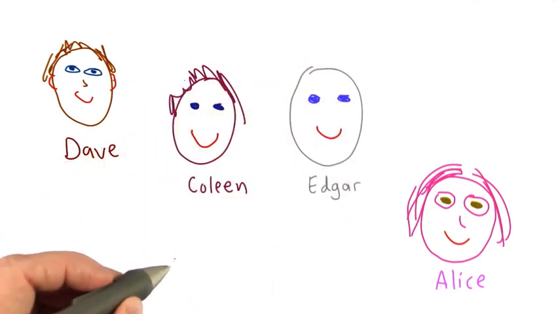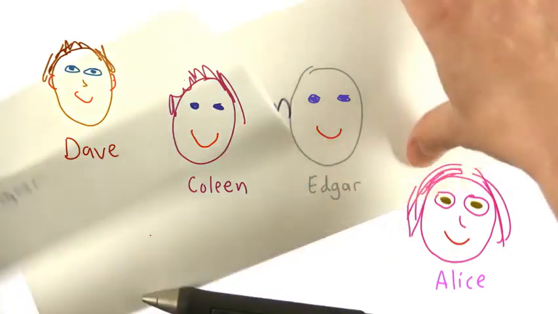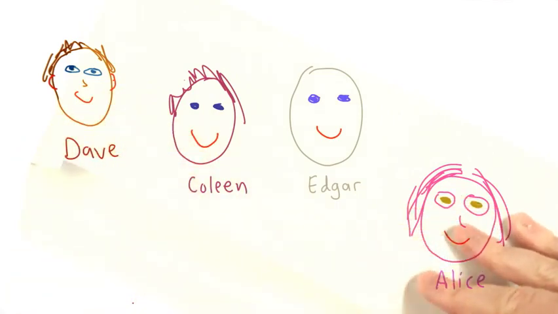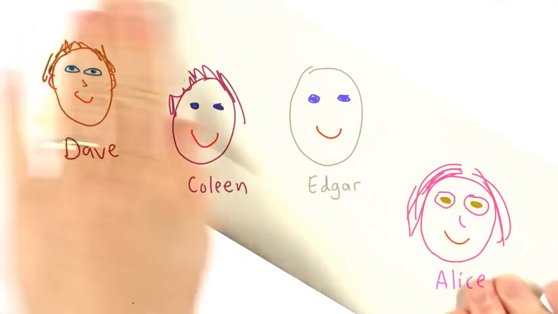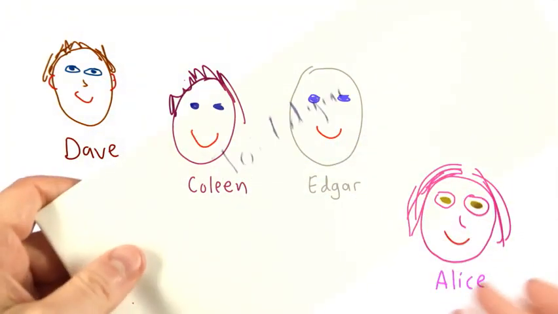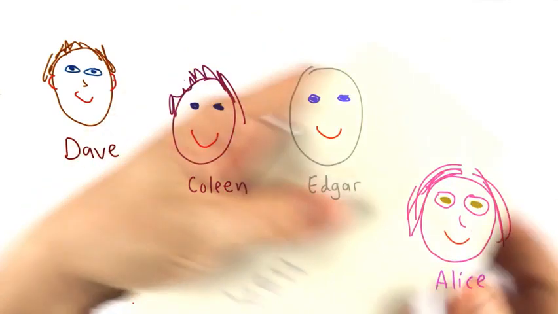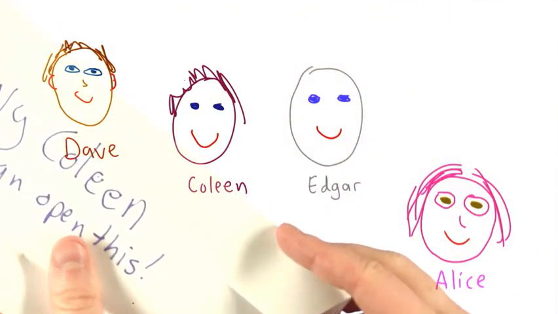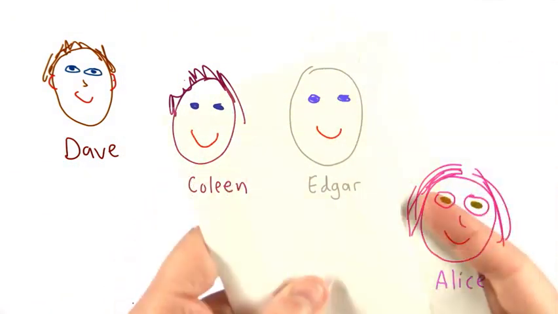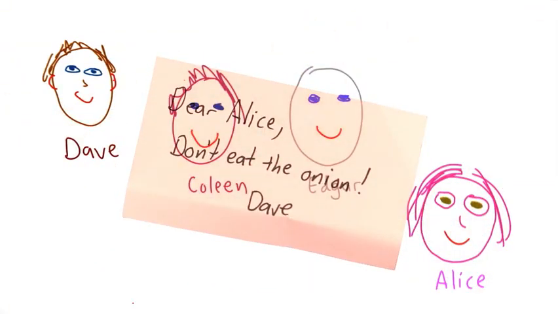And now, instead of giving the message directly to Colleen, what I'm going to do is take the envelope for Colleen, put that inside an envelope for Edgar. We need to fold things a little to make them fit. And now I'm going to seal this envelope with a very secure seal that only Edgar can open. So now I'll give this envelope to Edgar. Edgar will open it, see that it has a message for Colleen. Edgar will give the message to Colleen. Colleen will open that, see that it has a message for Alice, give the message to Alice, and Alice will open the message and see that she shouldn't eat the onion.